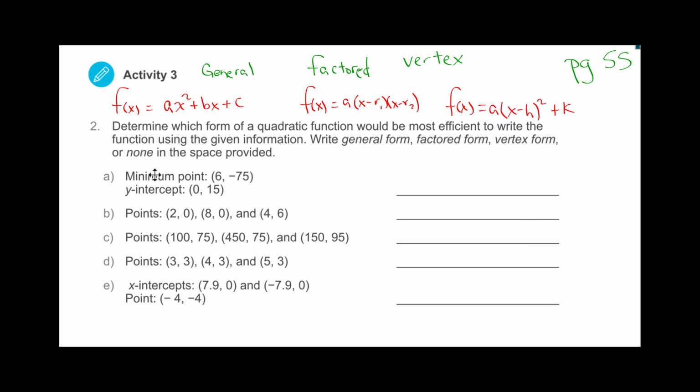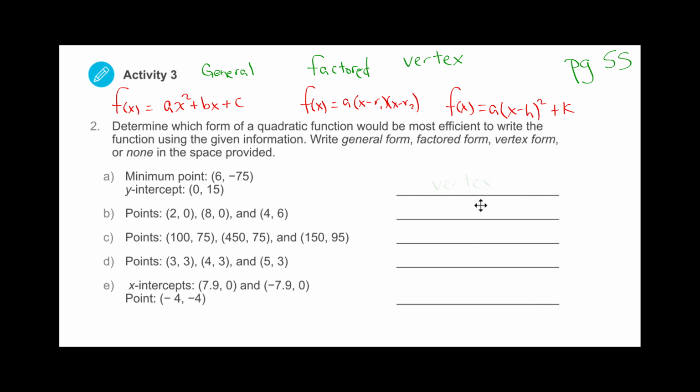So let's look at the first one. They give us a minimum point, so I know that's a vertex, right? And then they give us the y-intercept. Well, the y-intercept is just an xy point. So because they give us a minimum point, which is a vertex, and the y-intercept, I would probably use the vertex form for that one.